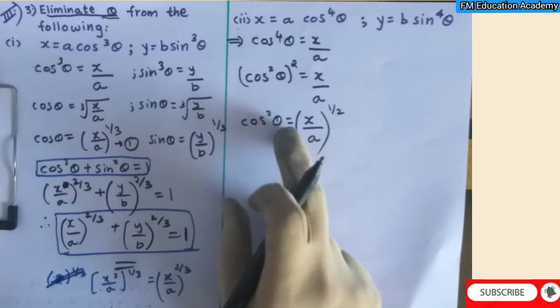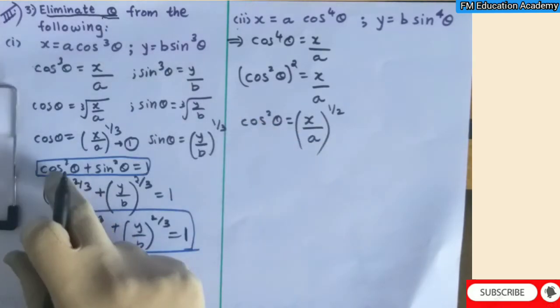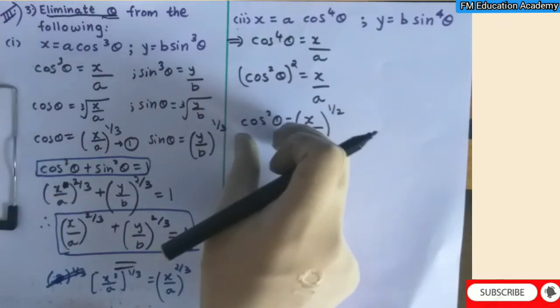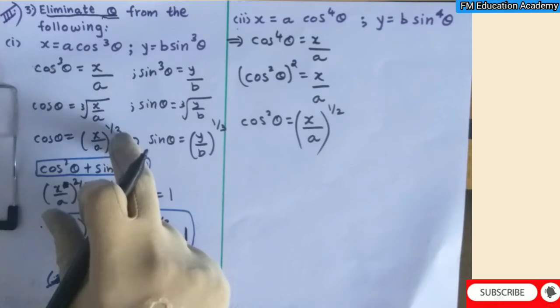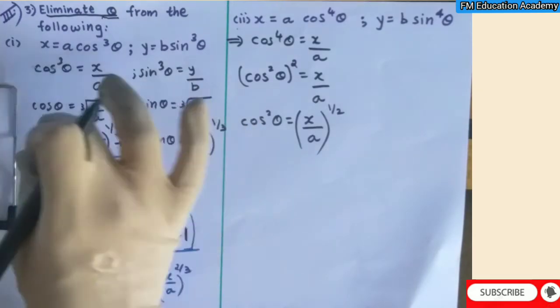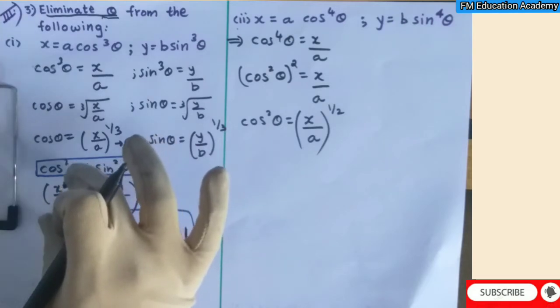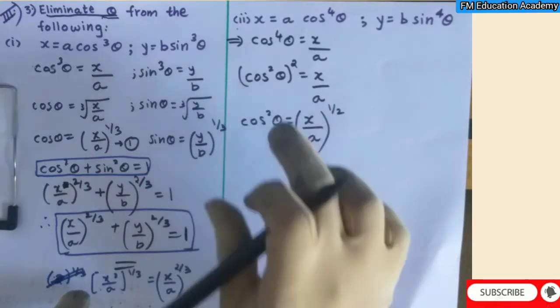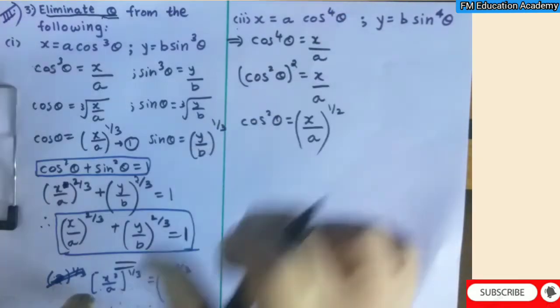Why did I take cos square theta here? Because directly in place of cos square theta, I can substitute x by a whole power 1 by 2. That is why I am keeping cos square theta as it is. Here we had power 1 by 3, right? So we did not have cos square theta. So in place of cos theta, we substituted x by a whole power 1 by 3, and already we had the square, so we wrote square. Now here we have cos square theta, so I am keeping cos square theta only because we had an even number.